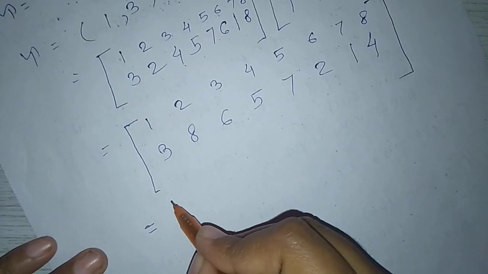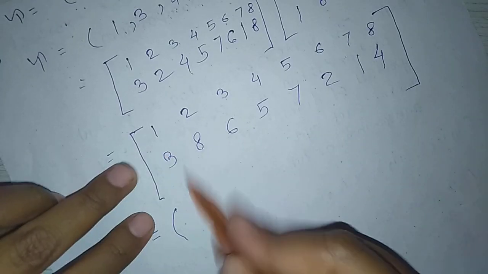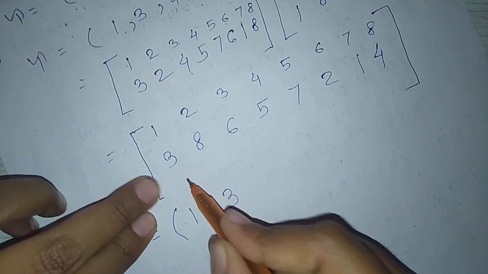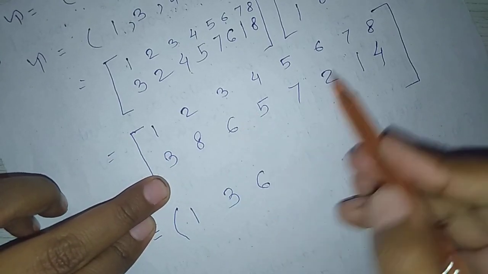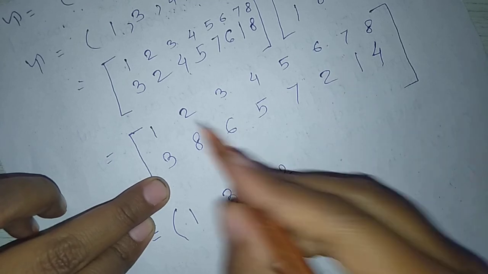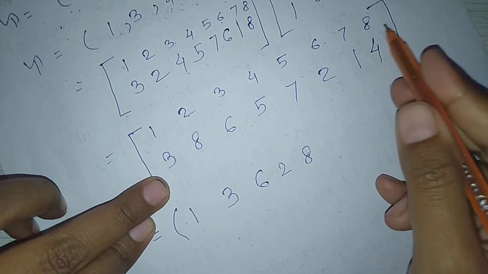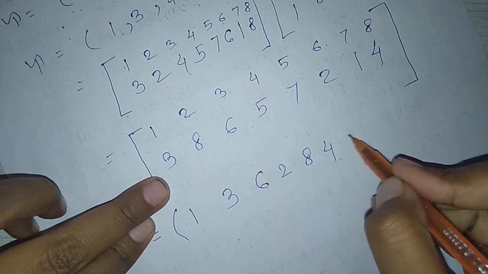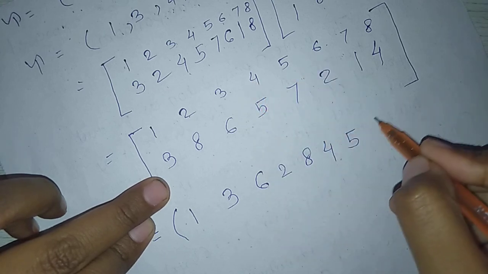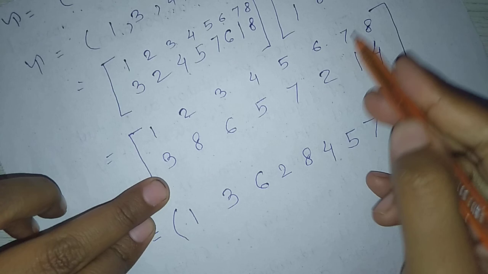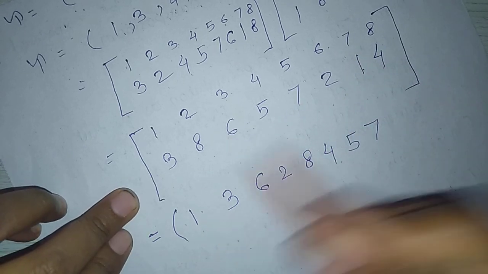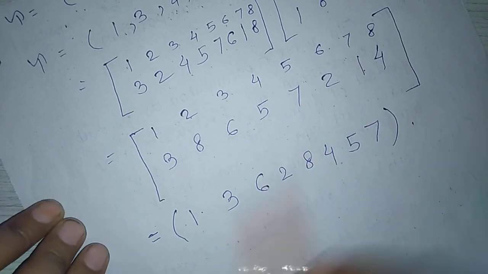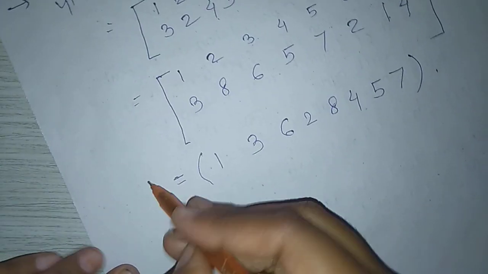So, writing in disjoint cycles: 1, 1 goes to 3, 3 goes to 6, 6 goes to 2, 2 goes to 8, 8 goes to 4, 4 goes to 5, 5 goes to 7 and 7 goes to 1. So we stop here for tau.